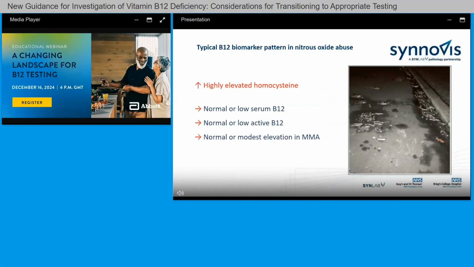So if you were to perform all 4 biomarkers in a patient that's been abusing nitrous oxide, you would see a highly elevated homocysteine concentration, but the other biomarkers may be normal. So if you were to be performing a serum B12 test, for example, you wouldn't necessarily be picking up that the patient is deficient. In the picture here, I'm showing you an example of some of the canisters you may see disposed in neighborhoods. This is evidence that people are using nitrous oxide. However, in recent years, people are now using even larger canisters, so it's a growing problem.